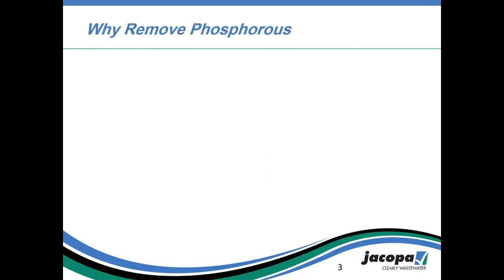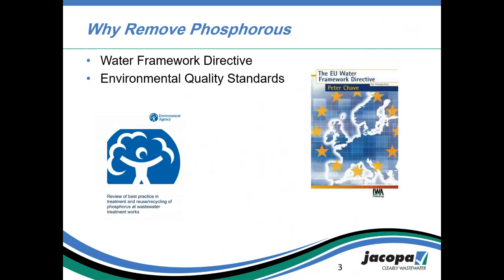So why remove phosphorus? Well, I think everybody knows that the Water Framework Directive tells us it's probably the single biggest failure for our water courses and our freshwater sources in the UK, and if we can reduce phosphorus load to them, we can get some of these courses back up to a good status. So this is all sort of set out by the Environment Agency and the EU Water Framework Directive.